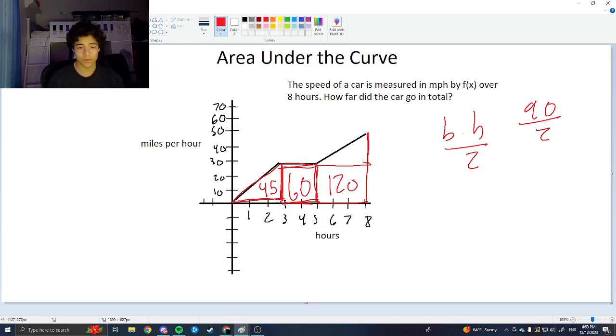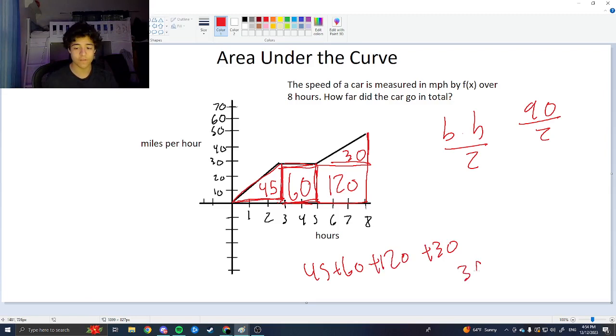And this triangle up here, it goes from 30 to 50 miles an hour. So it's 20 by 1, 2, 3, 20 by 3. Use this formula again with 20 and 3. You're going to end up with 30. So then to find the total area together, all you have to do is add them together. So you have 45 plus 60 plus 120 plus 30. And you're going to end up with a total area of 355.